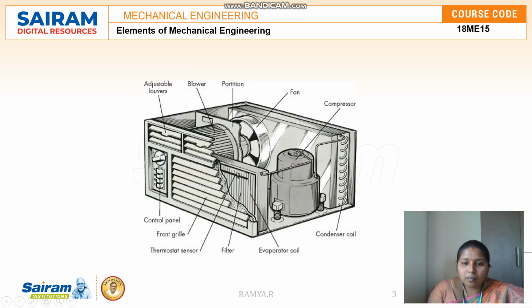So this is a typical image of an air conditioner where you can see a control panel, a front grill, and a thermostat sensor. The purpose of the sensor is to read the input and to produce some output according to that. There is also an evaporator coil, condenser, compressor, and a blower, partition, fan. Is it a refrigeration system? Yes, it is also a type of vapor compression refrigeration only.